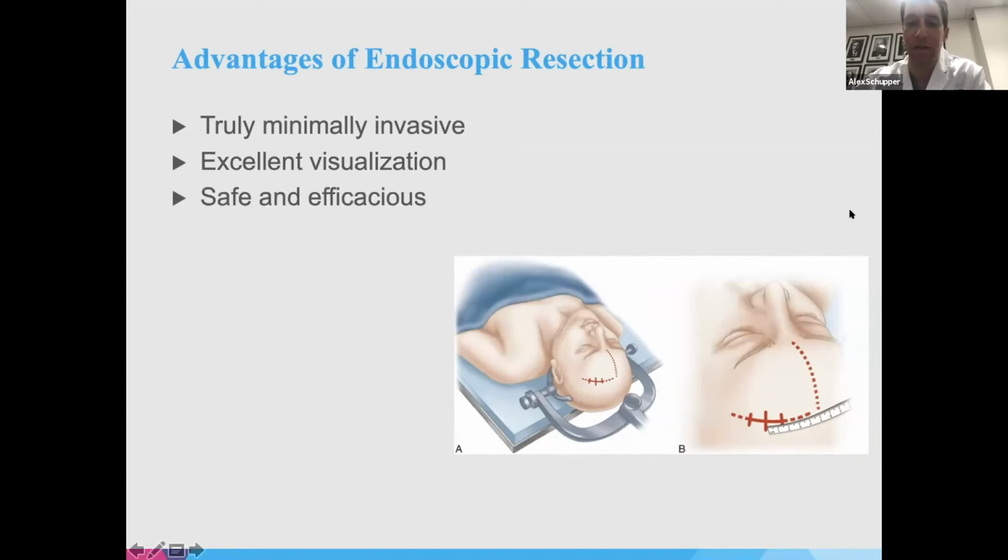It's a safe procedure. It's very efficacious. We'll go over some of the outcomes in a couple of slides. It's a short procedure. In some studies, the average length of OR time is under 90 minutes.